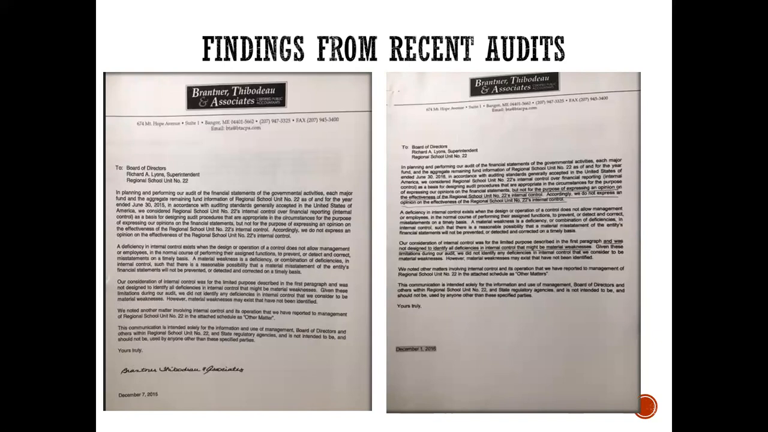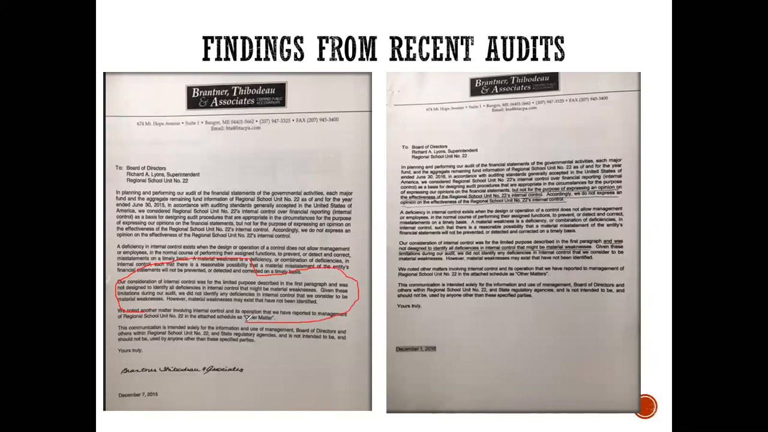Now, one of the neat things that will come out is when you look at what they're really looking at. When it talks about deficiency of internal controls, it describes what that is right here in the middle. And then when you think about the control for this one, it was very limited, right? Consideration of internal controls for a limited purpose, described in the first paragraph, was not designed to identify all deficiencies in internal control that might be material weaknesses.